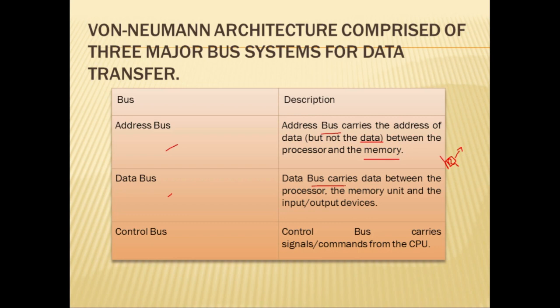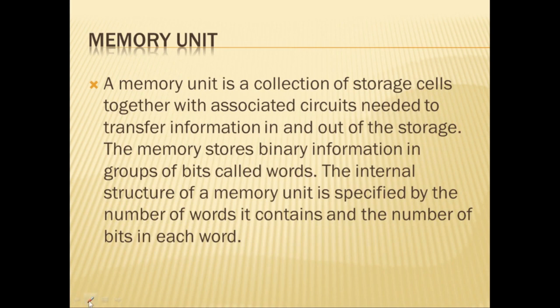And the data bus carries the data between the processor and the memory and the input or output device. So the address bus is going to carry only the address of that specific register, but the data bus is going to transfer the data from the memory unit and input output device. The control bus carries signals or commands from the CPU. Whatever command is given by the CPU is carried with the help of this control bus.